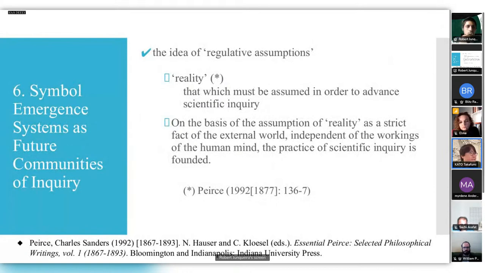Section 6: symbol emergence systems as future communities of inquiry. Another Peircean insight that could contribute to the theory of symbol emergence systems is the idea of regulative assumption. In explaining the gist of pragmatism, Peirce took the concept of reality as an example and argued that the concept of reality implies that which must be assumed in order to advance scientific inquiry.